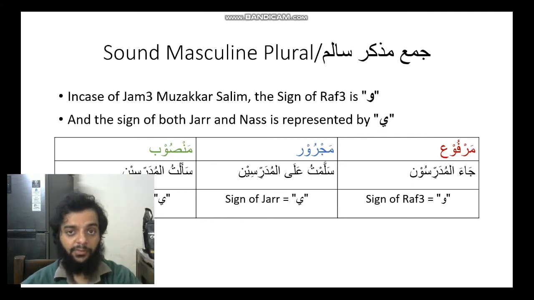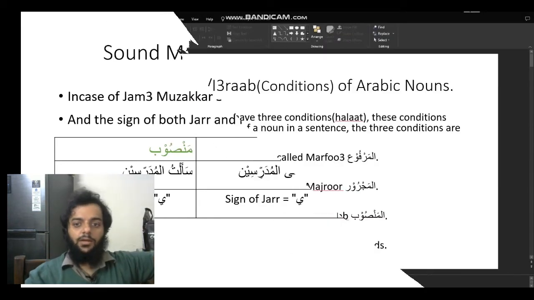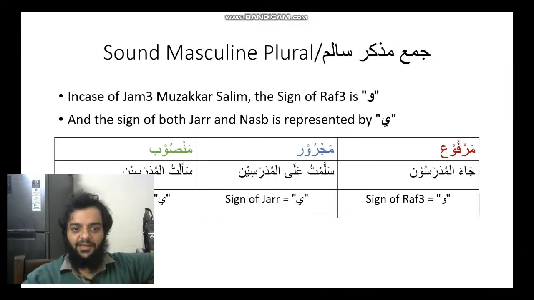Okay, so another mistake, again fixed. The sign of both jar and nasab is represented by ya. So in case of Jama Muzakkar Salim, the sign of rafa is waw, and the sign of both jar and nasab is represented by ya. For example, if a word is marfu, ja'al mudarrisuna, you can see the waw here. So this waw basically represents rafa.